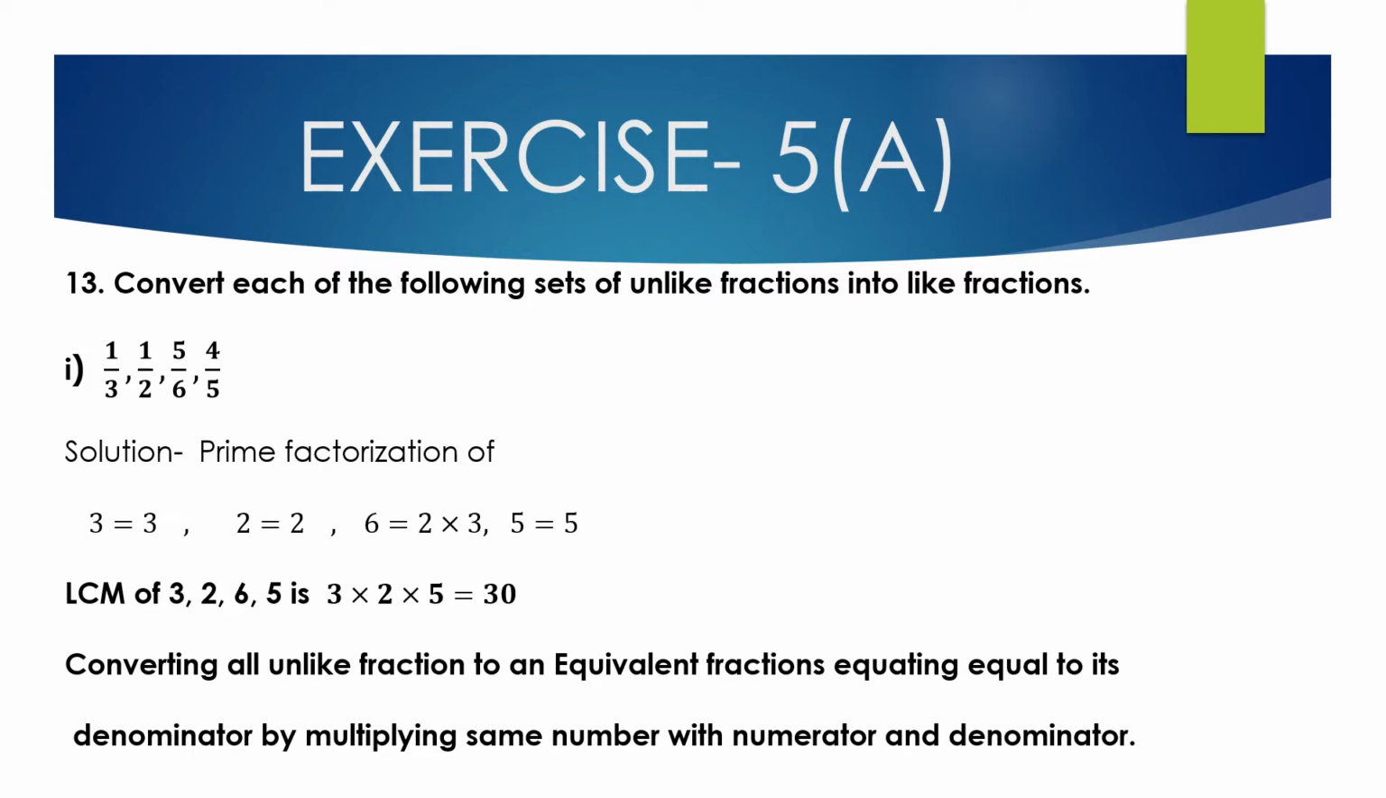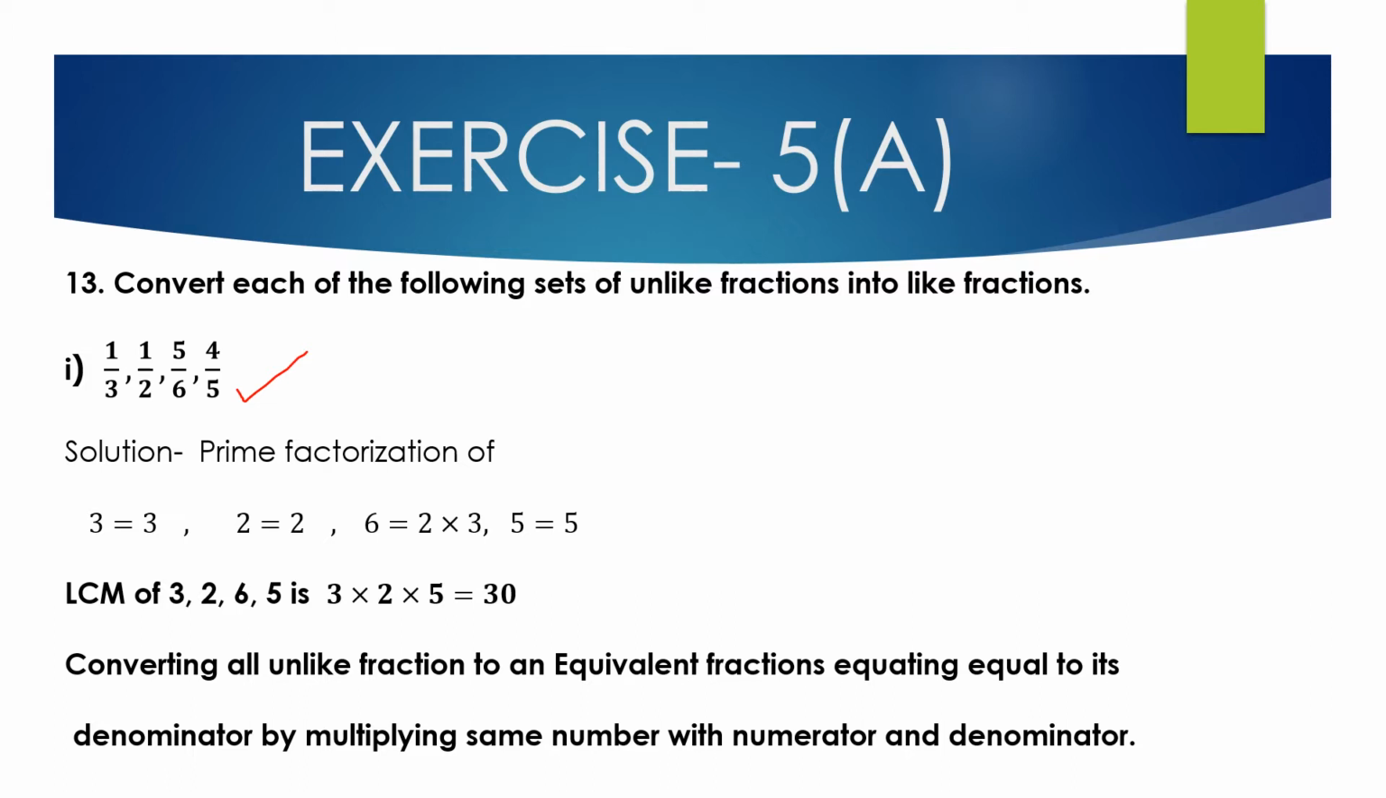Now we solve question number 13, and question number 13 is: convert each of the following sets of unlike fraction into like fraction. First is 1 divided by 3, 1 divided by 2, 5 divided by 6 and 4 divided by 5. These are the unlike fractions. We know unlike fractions are those whose denominators are all different. Here denominators all are different, so these all are unlike fractions.